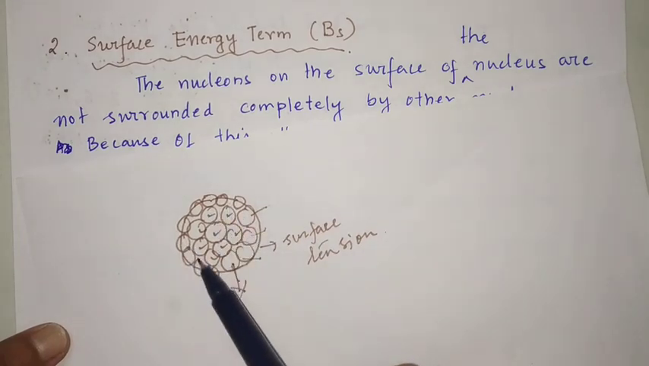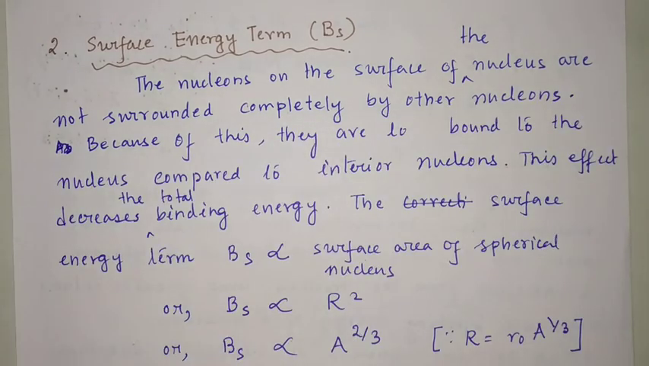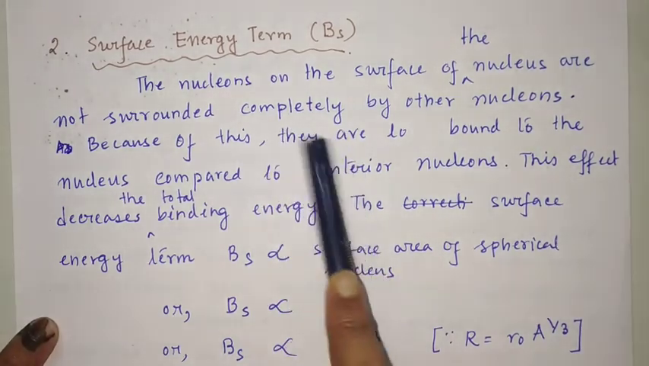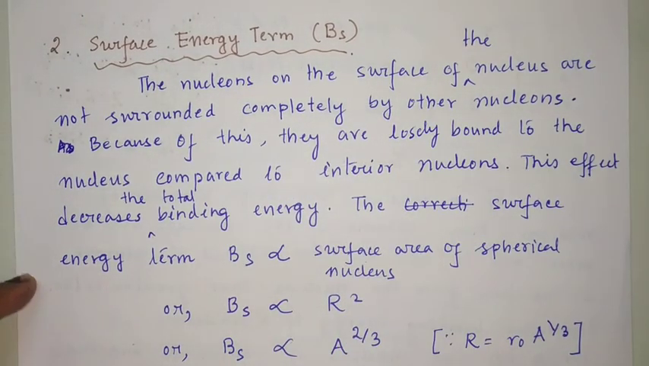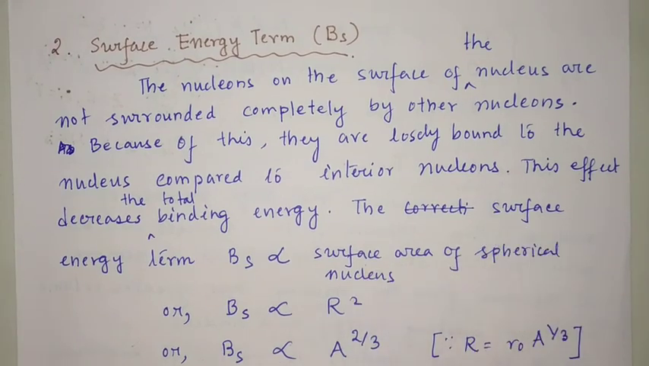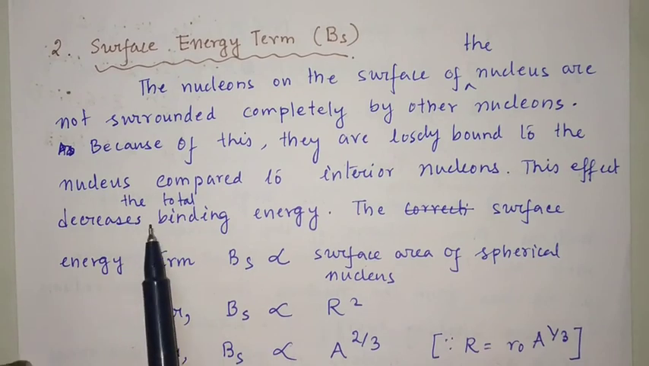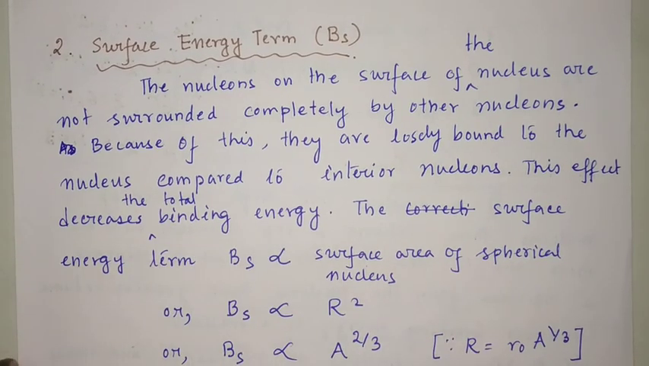Because of this phenomenon, the binding energy decreases. The surface nucleons are loosely bound to the nucleus compared to the interior nucleons. So this effect decreases the total binding energy and makes the nucleus less stable.